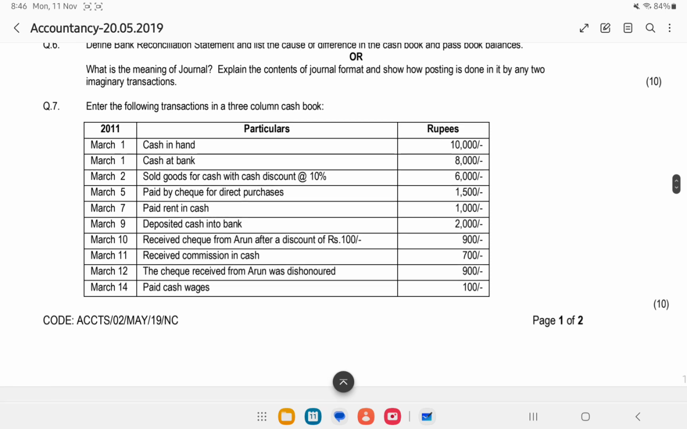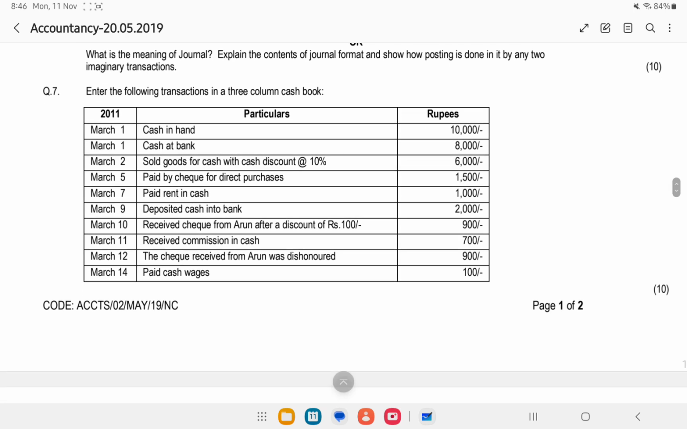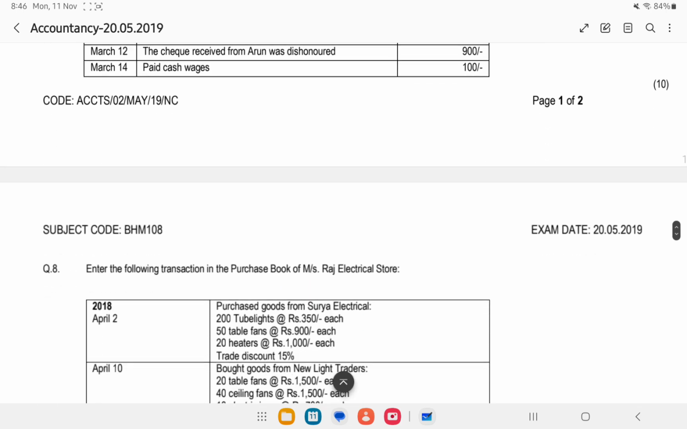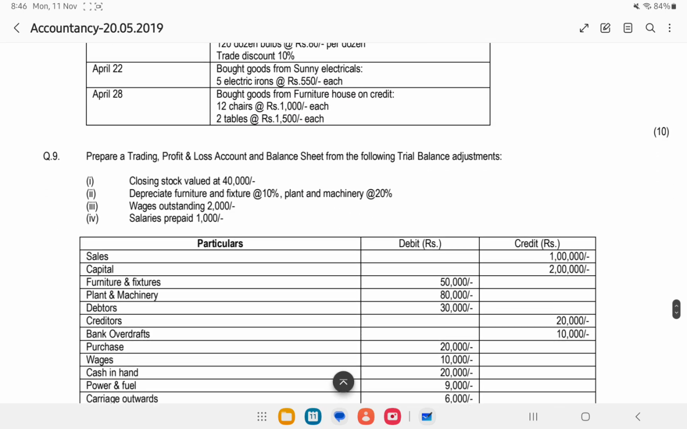Bank reconciliation statement is not there for you under your syllabus. What is journal? Explain the content of journal with a format. Very important, very simple thing, but it is important that you should be able to answer that. Okay. Then here's a question about cash book. Don't worry, you don't have that in the syllabus. This purchase book, don't worry.